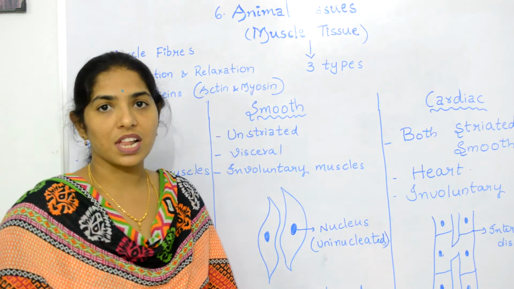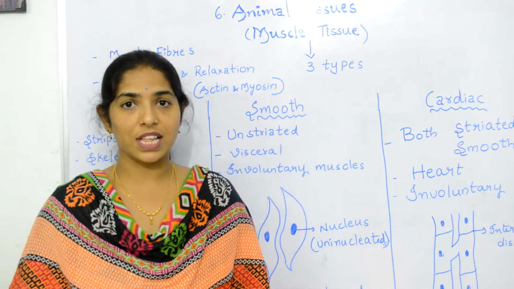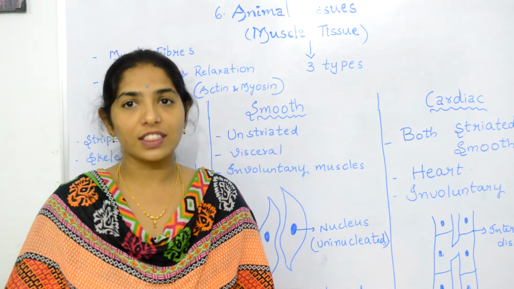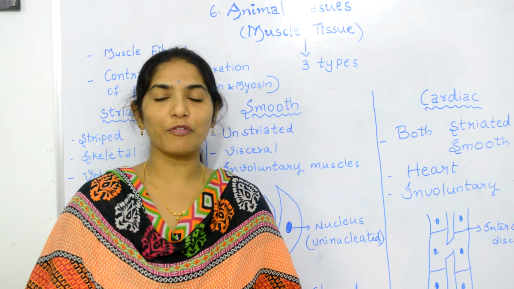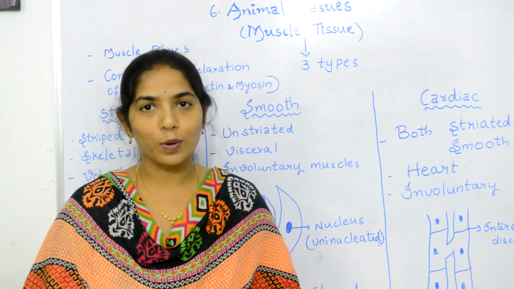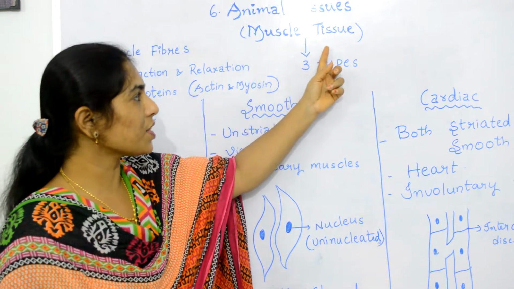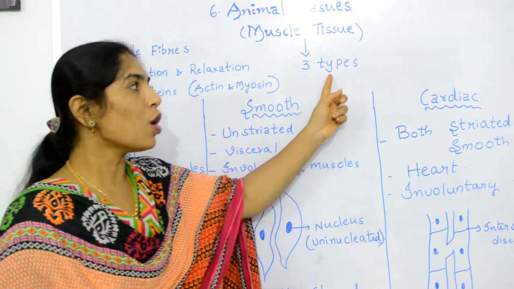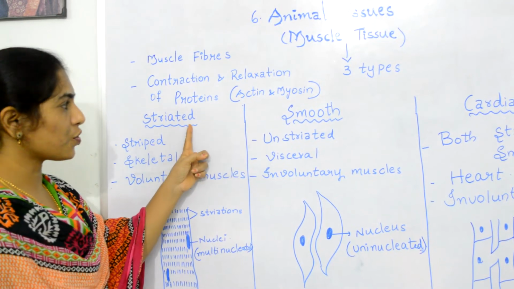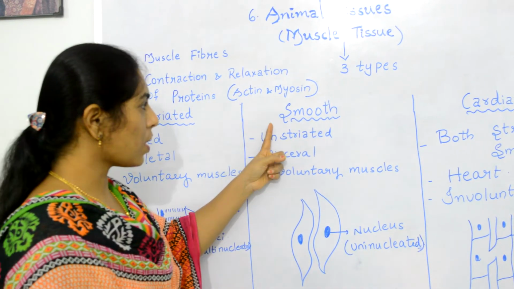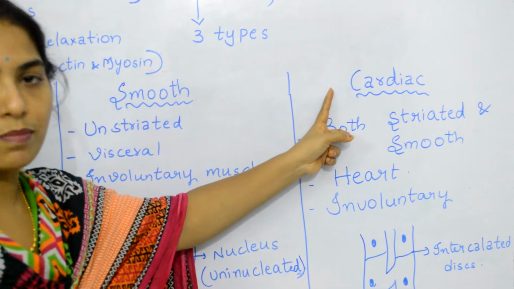Now these muscle cells are arranged parallelly. That means they have a parallel arrangement. The cells are parallelly arranged for them to work effectively. Now we will learn about the types of muscle tissues. Based on their location, structure and function, muscle tissues are classified into three types. So what are those three types of muscle tissues? The first one is striated muscle, the second one is smooth muscle, and the third one is cardiac muscle.